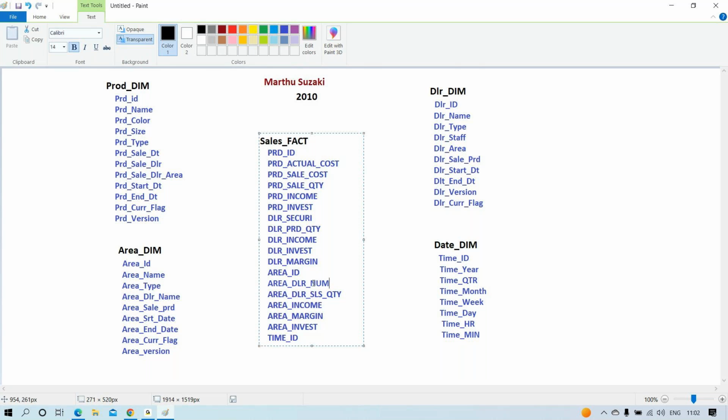So the versions will be maintained based on the staff or anything. It can be anything. I'm just giving you a staff example, but it can be anything. Is it clear?